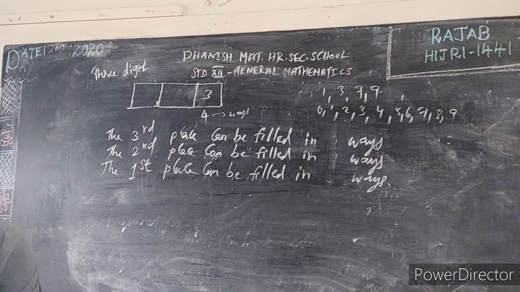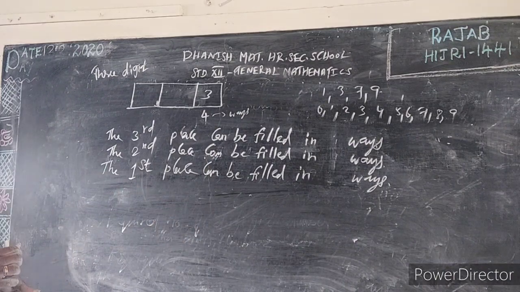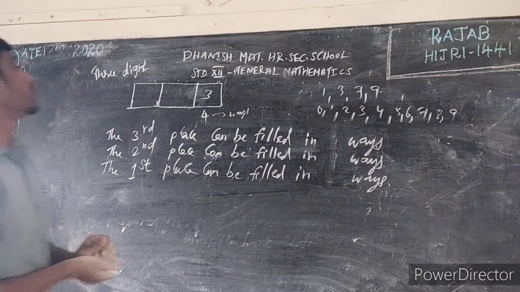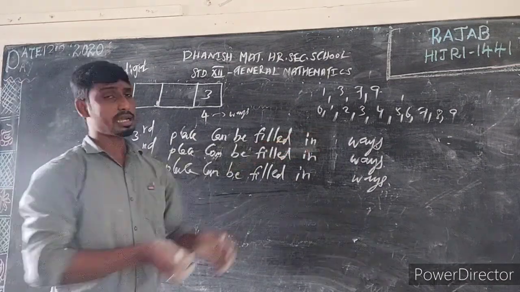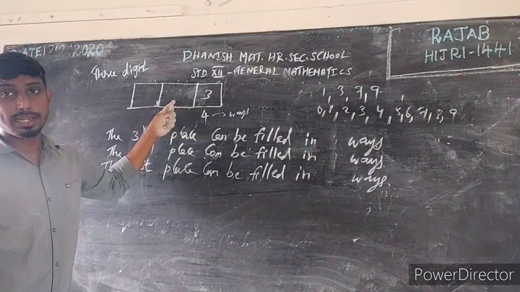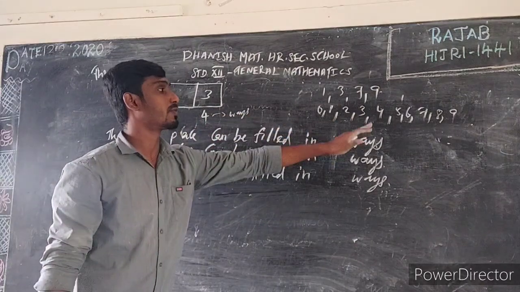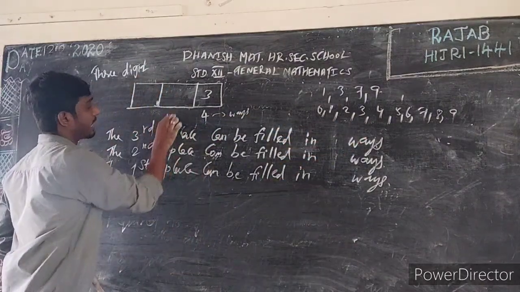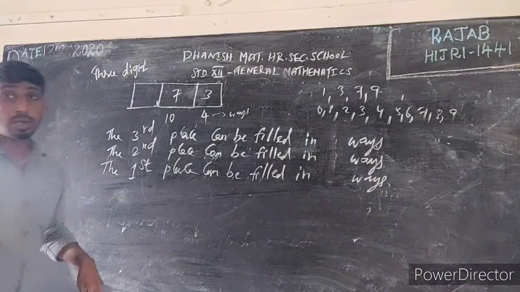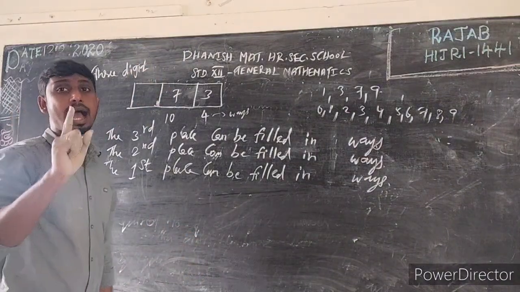You have to take it like this: the hundreds place can be filled in 9 ways, excluding 0. The tens place can be filled in 10 ways. Consider here, this one will include 0 because second place is within 3 digits; no problem with the 0. Totally how many ways here? That will be 10 ways now. Repetition will be allowed here.